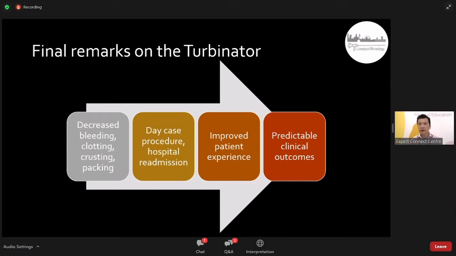We have not had to readmit any patients. All our patients are day case procedures, and overall the patient experience has been very, very positive. And certainly in my practice, having done an internal audit, the clinical outcomes are very, very predictable with the turbinator. So I certainly have no reservations in terms of recommending it and that you should try using the turbinator.